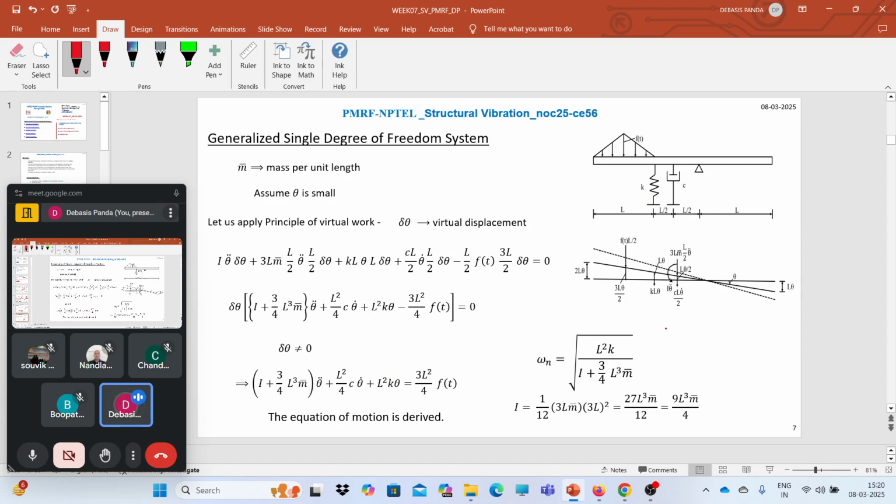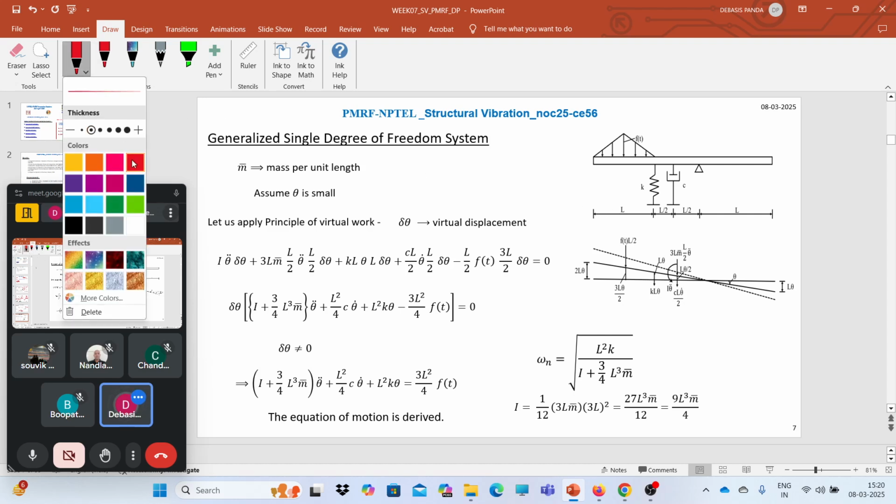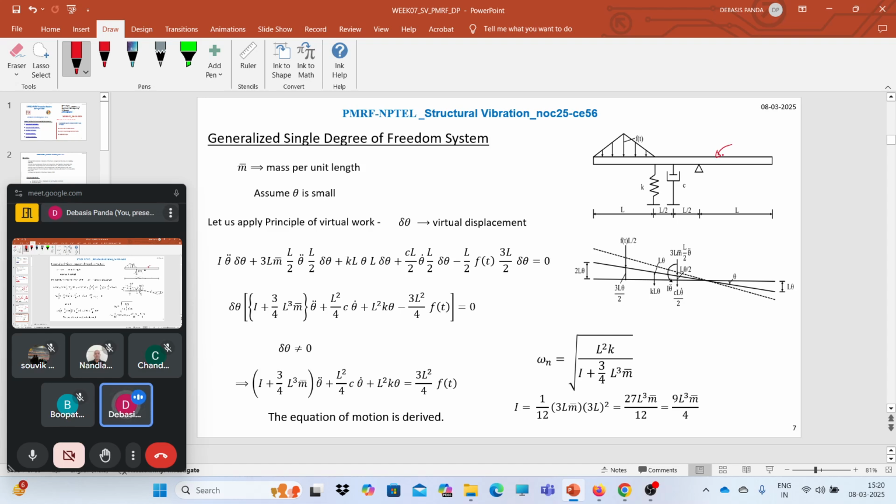Say, for example, we have taken the same example that your course instructor had solved. So first we will go through this example and try to understand how we can get the equivalent mass, stiffness, and equivalent force for a dynamic system. The problem is simple and straightforward. We have a beam, a rigid beam.